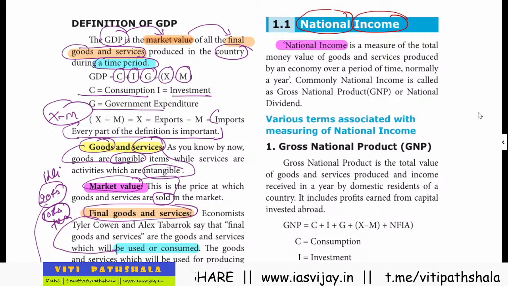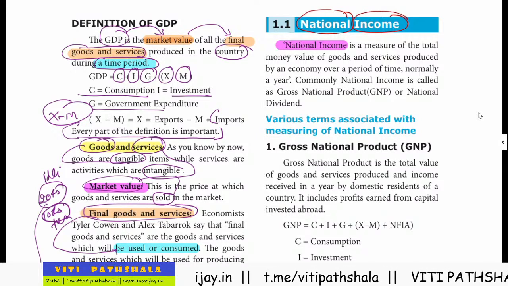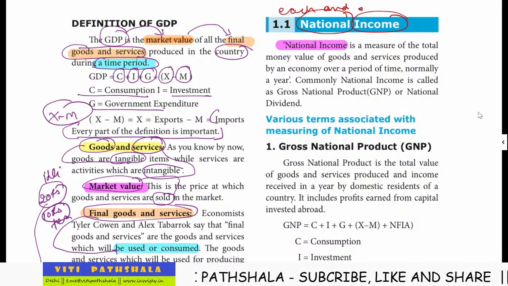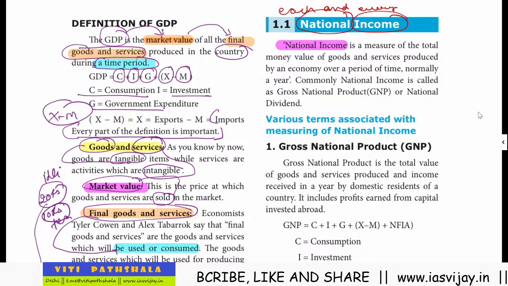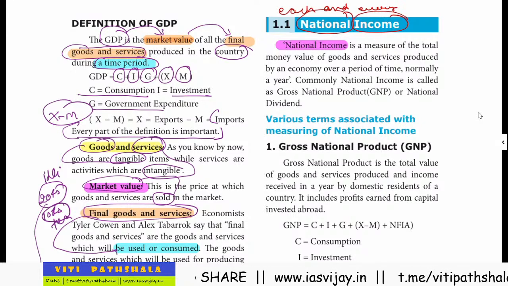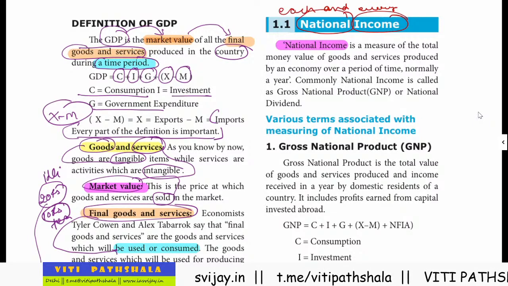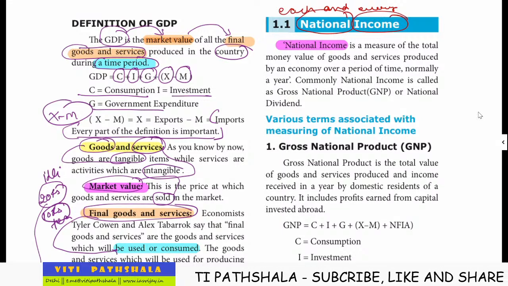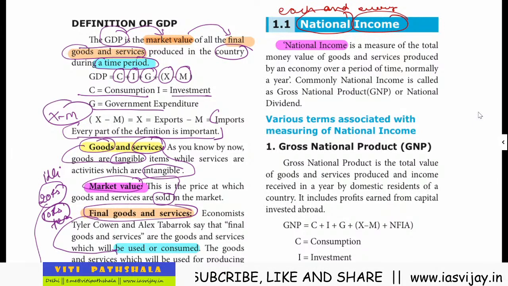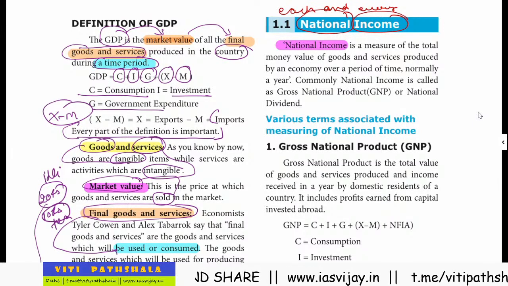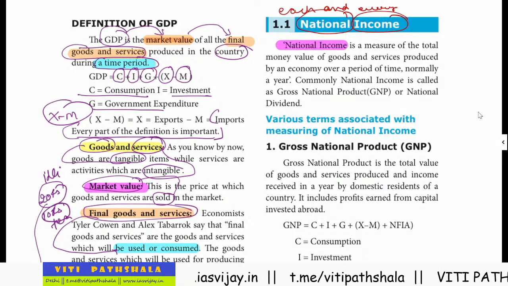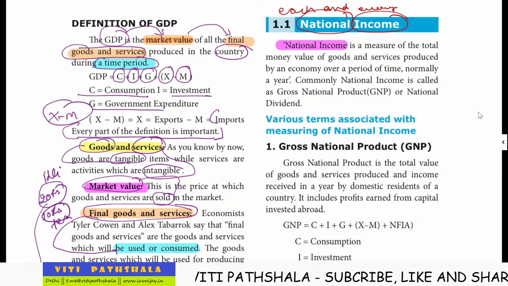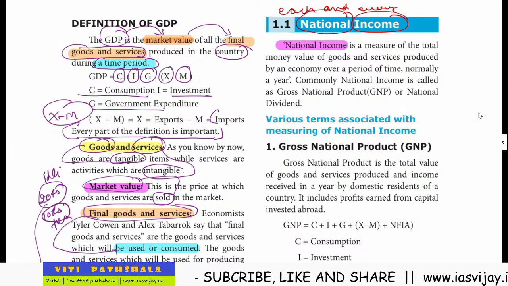So here, the keywords in economics, do focus on each and every word. Because unless you understand what the market value is, what the goods and services are, what a time period is, what a geographical area is, you would not be able to understand the things. So in economics, each and every word has its own importance. So do understand each and every word, and do let me know if you are not able to understand any of the concepts. Now, national income, what is it?